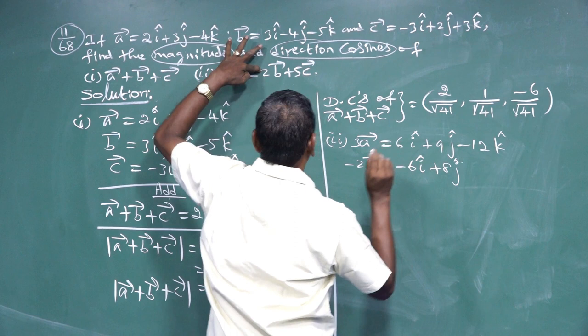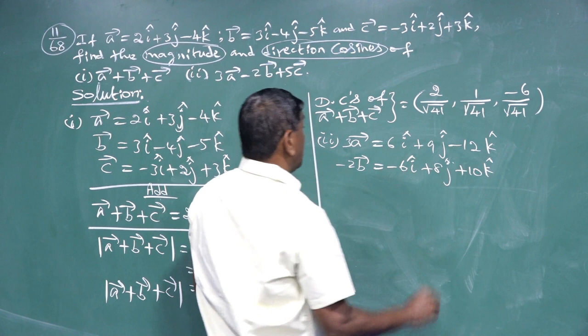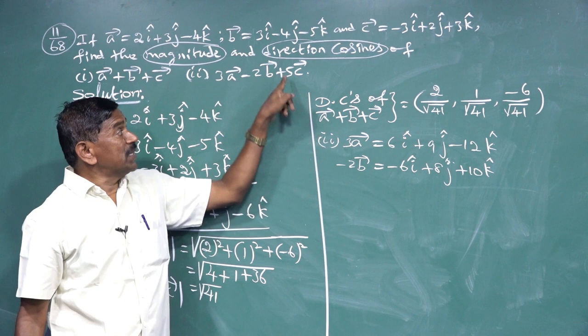That is again the second table. 2 5s are 10, minus into minus is plus, so plus 10 k cap. Okay, completed. First term 3a vector, second term minus 2b vector. What is the third term? Yes, 5c vector.